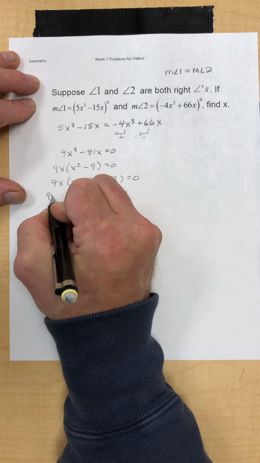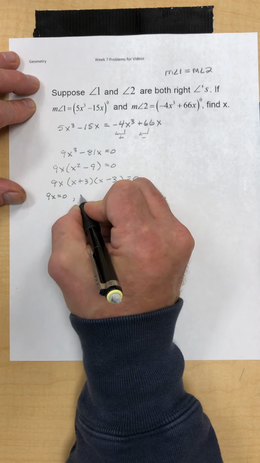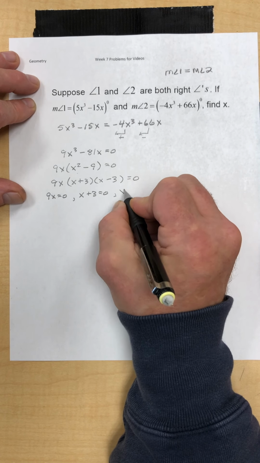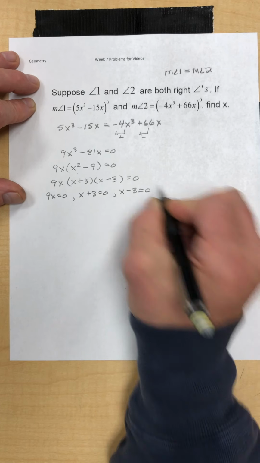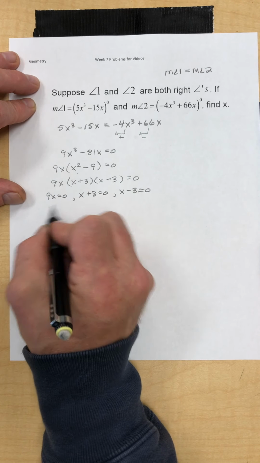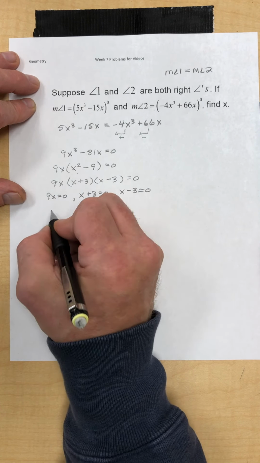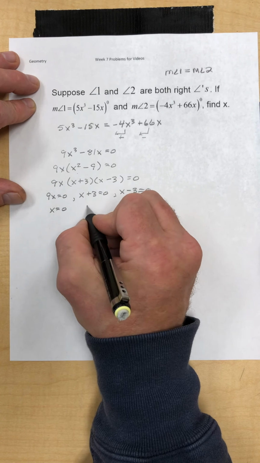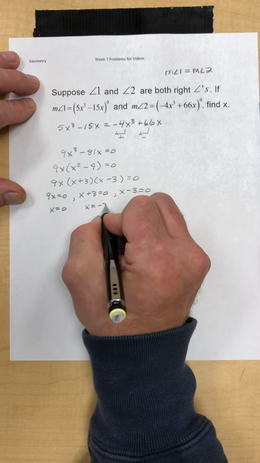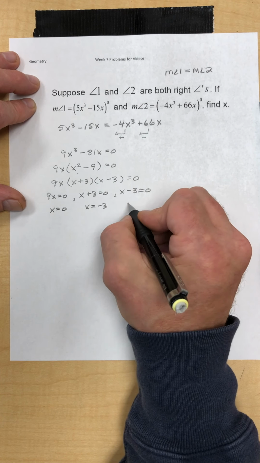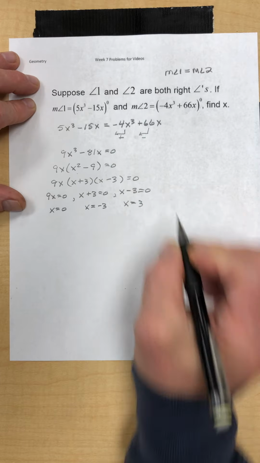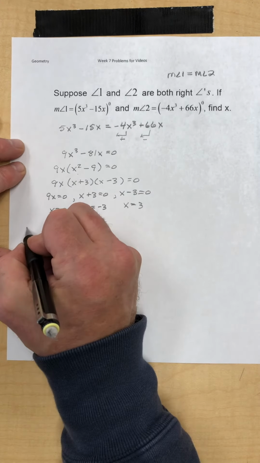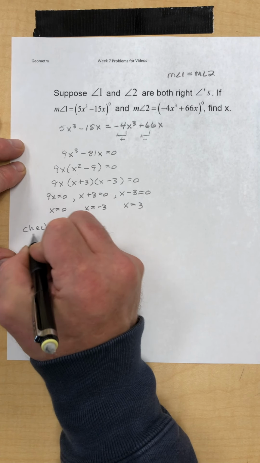Okay, so we set 9x equal to 0. We set x plus 3 equals 0. And we set x minus 3 equals 0. So when I solve this, I just divide both sides by 9. 0 divided by 9 is 0. So I get x equals 0. Here I subtract 3 from both sides, so I get x equals negative 3. Here I add 3 to both sides, so I get x equals 3. Okay, so those are my possibilities. We've got to check these guys and see what happens.